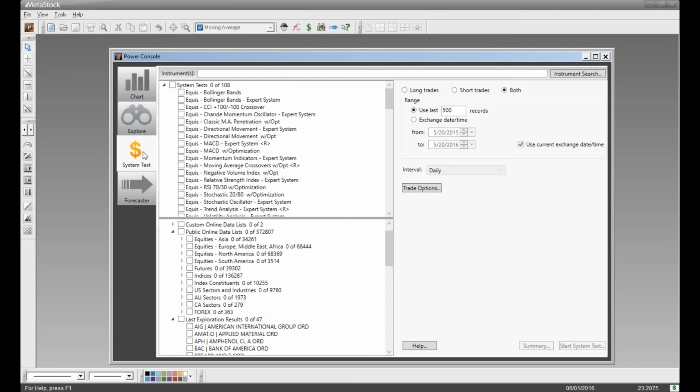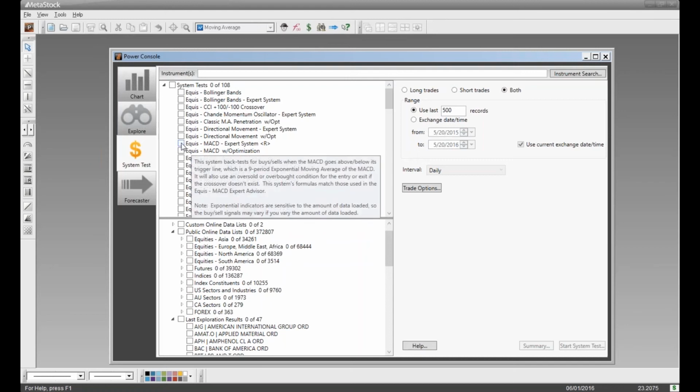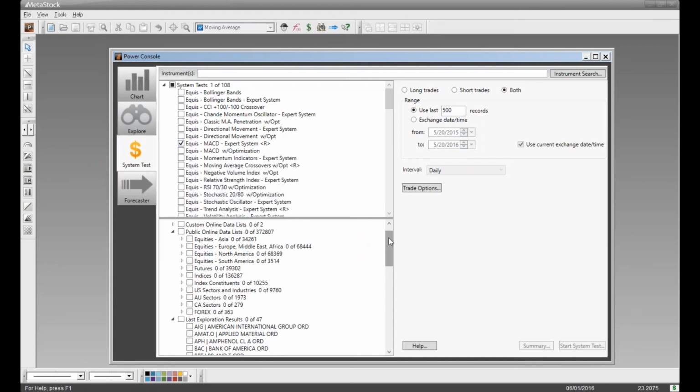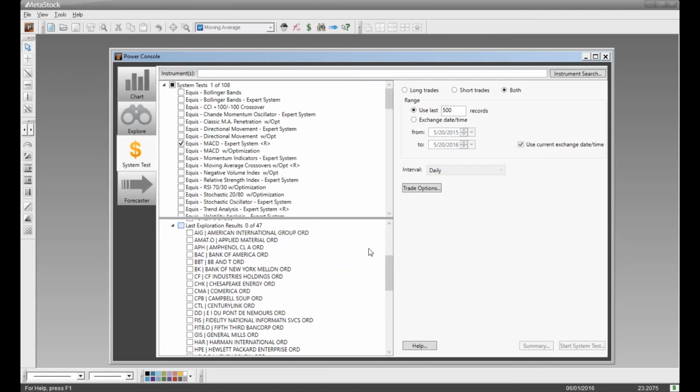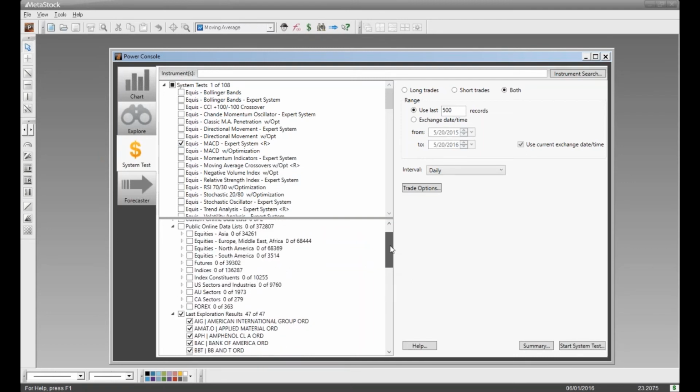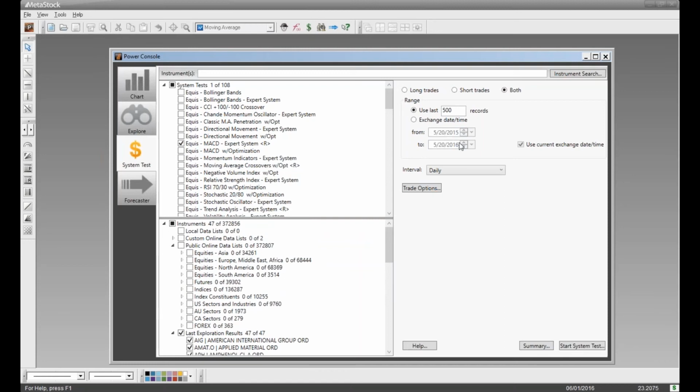Okay, so what I've done is I've gotten into our system tester. A system tester is a really powerful tool because going into it, you can establish so many different variables. Let's just get into it here. We'll select the MACD expert system. We had 47 instruments pass that exploration for the MACD. On the right side of the screen, we have a lot of different options that we can play with here. If you just take short trades or just take long trades, you can select that here. We're establishing what kind of trader you are.